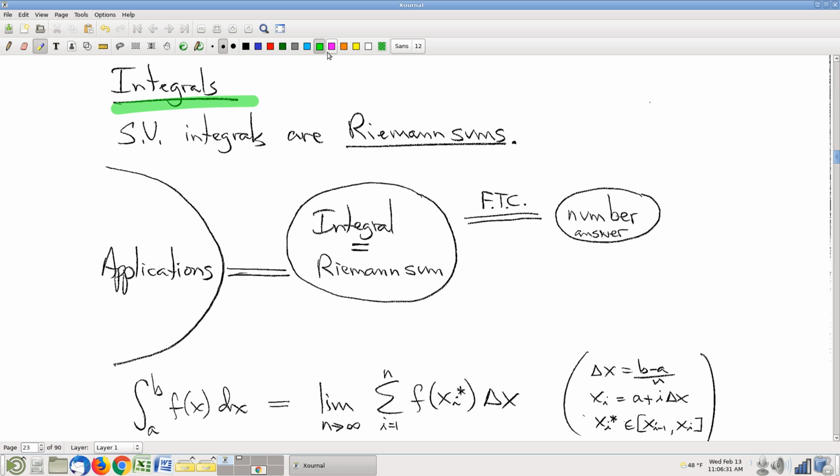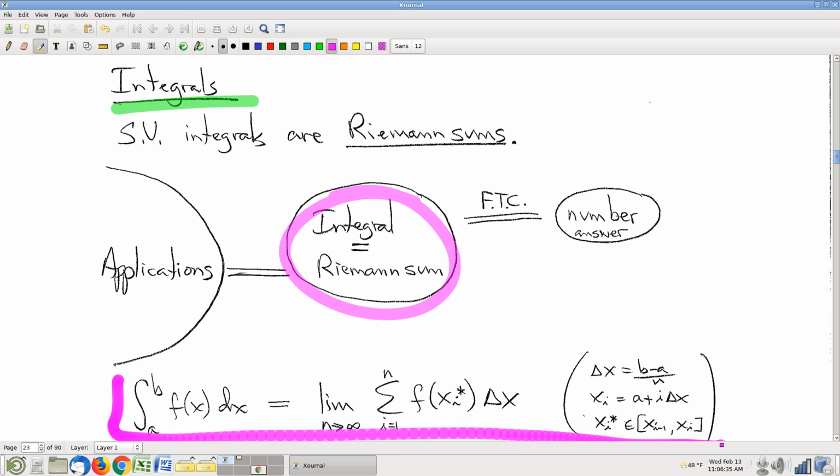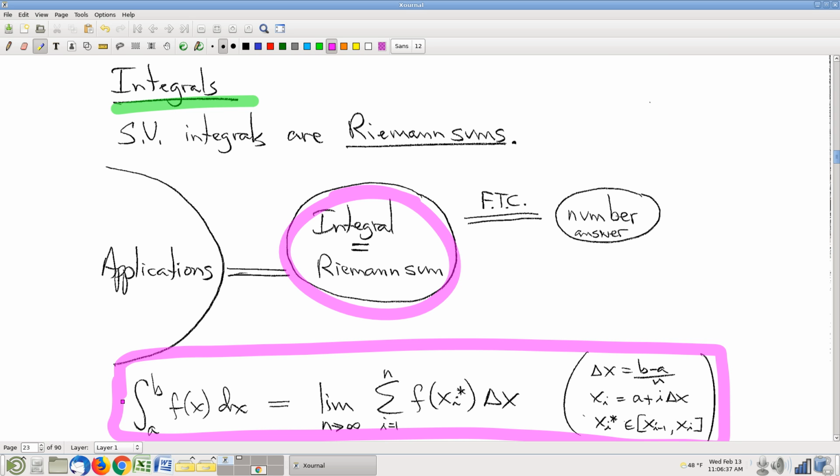Here it is. The definition of an integral is that it is a Riemann sum, an example of which is this right here. Now, why am I making a big deal out of this? There is a temptation to say that this is just an uptight mathematician, right?